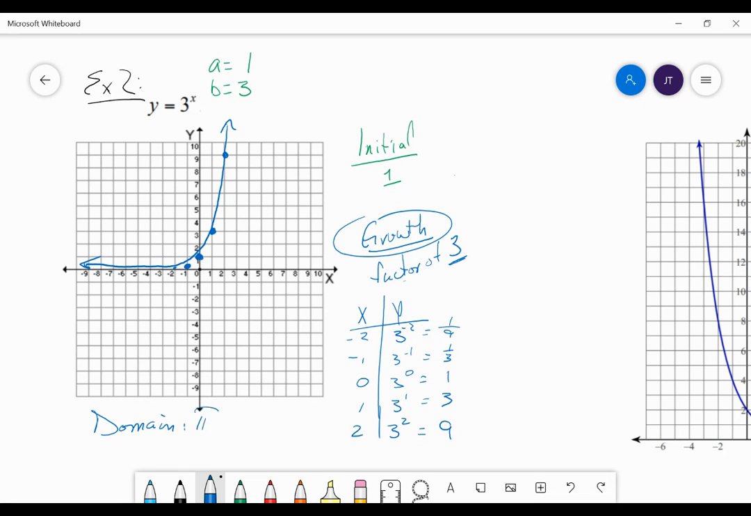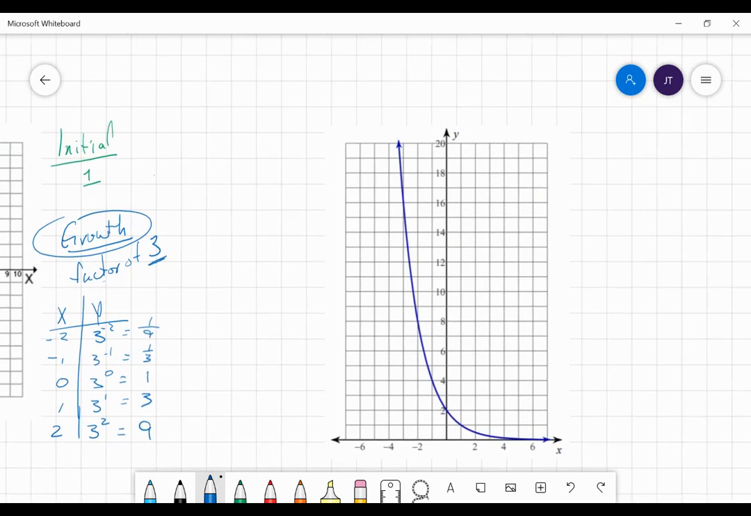Domain for all exponential functions is always all real numbers. Your range, this looks like it's going to hit 0. It gets as close as it can, but never touches it. So any number above 0, because our graph here has an arrow, goes up for infinity. So any number above 0 would work. So our range is y is greater than 0.